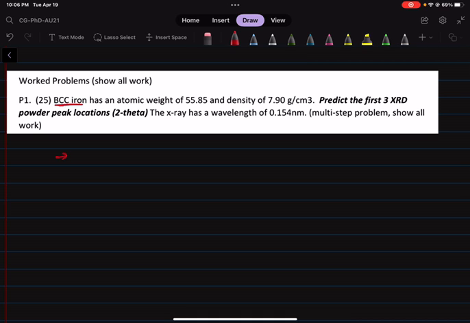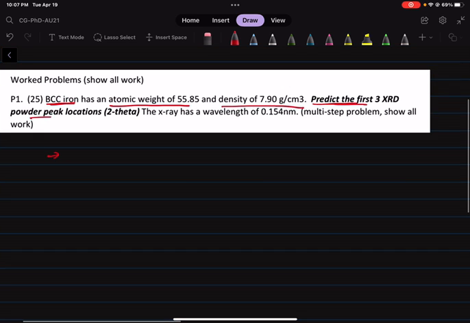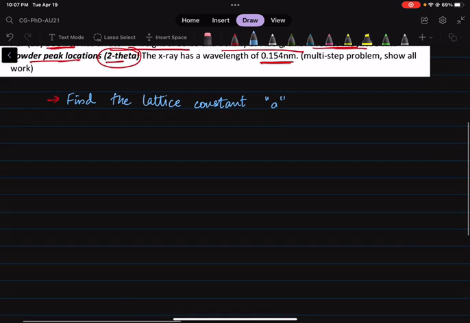So you have been given a BCC iron with an atomic weight of 55.85 and a density of 7.90. We are asked to calculate the locations of the first three peaks. By location, it means the 2 theta value, and then the wavelength of the X-ray is given. So the first thing we need to do is find the lattice constant. And by lattice constant, we are referring to the a parameter.